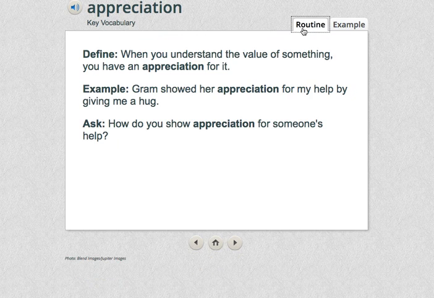In your notebook, go ahead and pause, and I want you to define the word appreciation. When you understand the value of something, you have an appreciation for it. So you're pausing and writing this in the vocabulary section of your notebook.